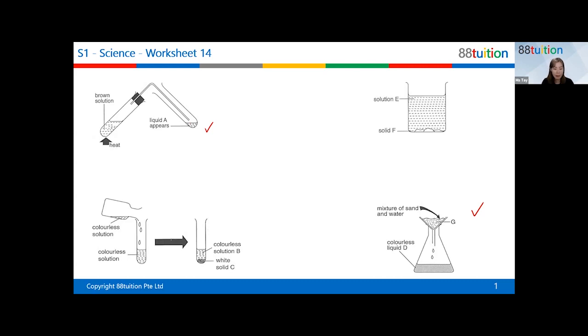Okay, so there's this brown solution that is heated, right? Heated, then after that, there's a liquid that appears in the other test tube. So what kind of separation process does it look like that you are familiar with? Any idea?